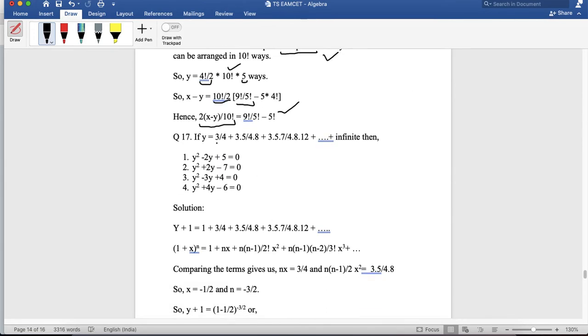Now, what do I have over here? It's an infinite series. y is equal to 3 by 4 plus 3 into 5 by 4 into 8 plus 3 into 5 into 7 by 4 into 8 into 12. Again, a very straightforward problem of expansion where n is negative or a fraction, and we know the condition on x: mod of x is less than 1.